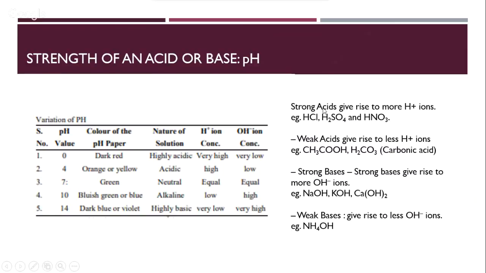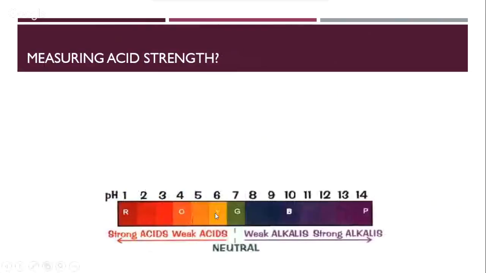I've given a few examples of strong acids and strong bases. For example, you have HCl, H2SO4, HNO3 as strong ones. Weak ones are CH3COOH or carbonic acid. Similarly, a weak base, which is sometimes very difficult to remember, is NH4OH. All of these values I've also represented here in terms of colors.